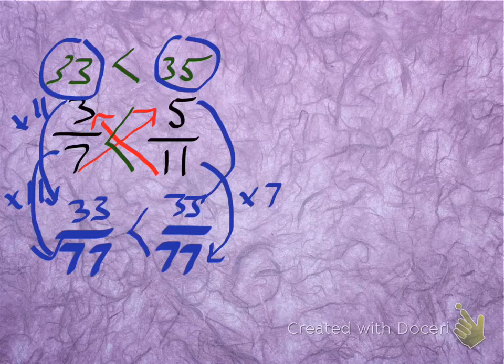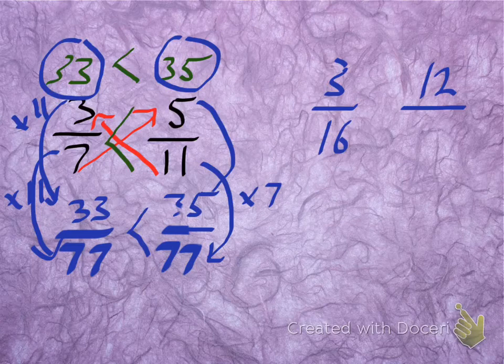Let's make sure that that's clear. This should be 35 over 77. Okay, so that is how you put two fractions in order. So let's try another one. Try 3/16 and 12/64ths. When I say compare them, I want to know whether the first fraction is less than, greater than, or equal to the second fraction.